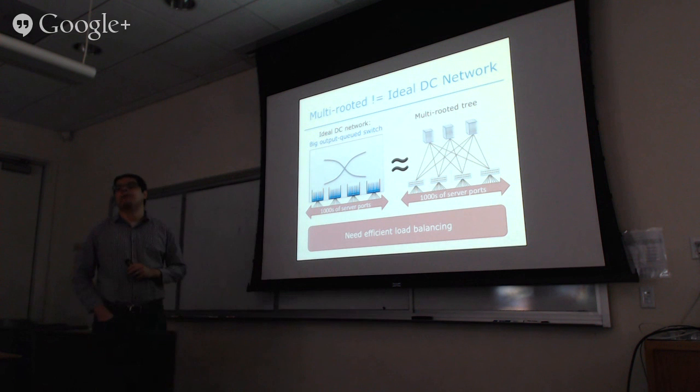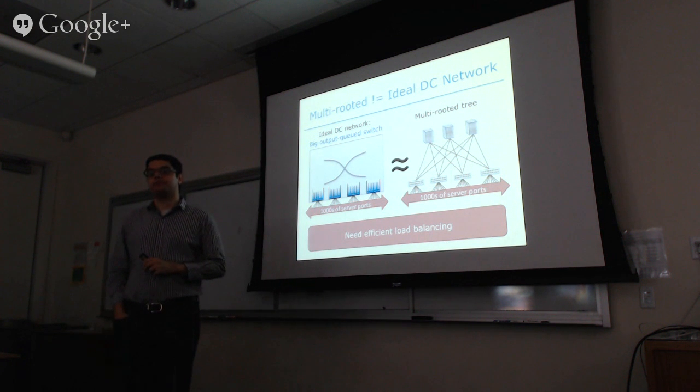I guess there's an implicit assumption that the bisection bandwidth is kind of different if you cut it at different places in this network on the right?